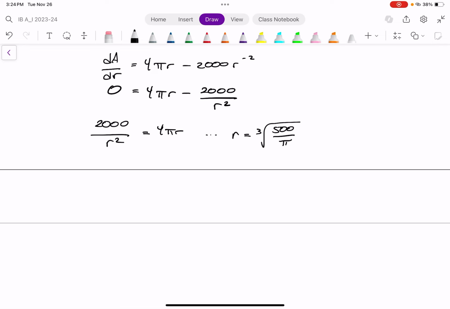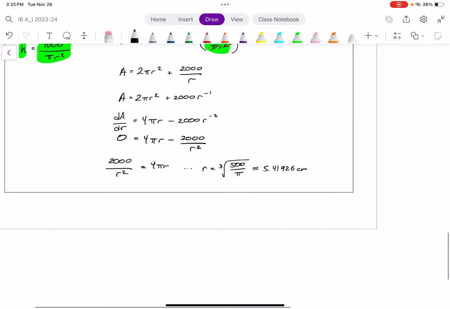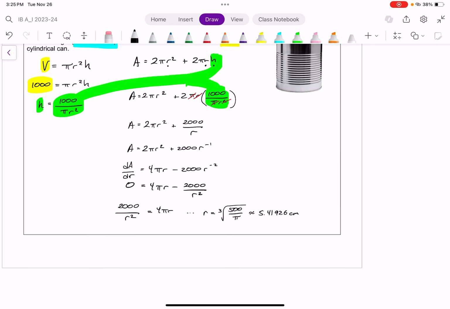which that's my exact value, but I'm going to decimalize this just because I want to think in centimeters with decimals, which is a bit more natural. So this is not my final answer yet. This is my radius. So I get the radius should be about 5.41. I'll put several significant figures down. That's the ideal radius that will minimize my surface area. And so now I need to find the height.